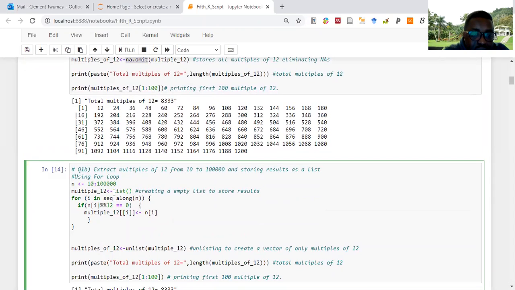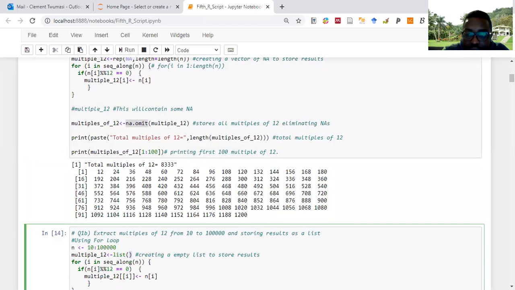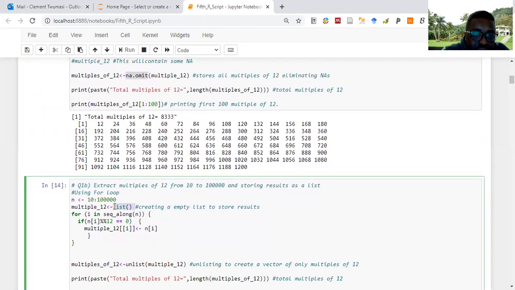So for the list, there are several ways. You just write list with the empty bracket. So it's the same thing. I just copied the same thing here. All I did was change, instead of numeric, or instead of replicate NAs, I just use list.